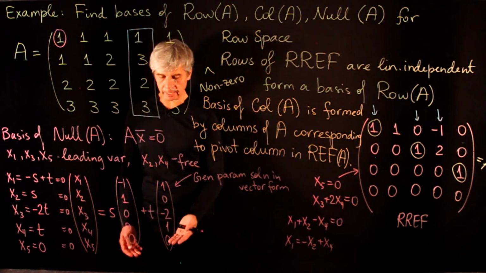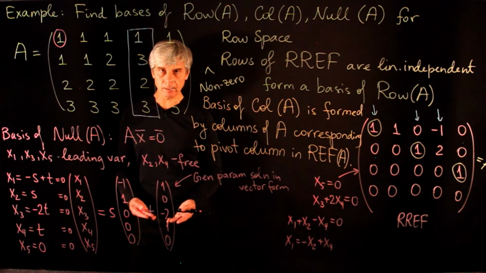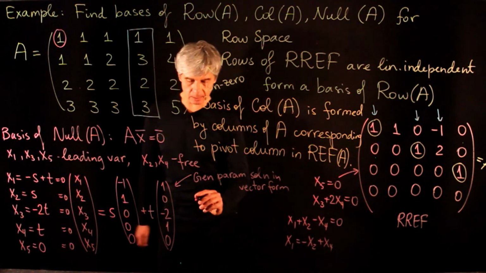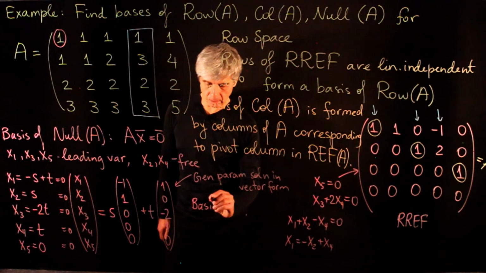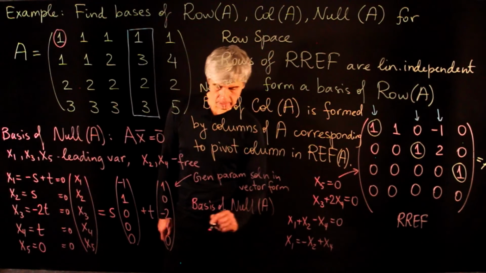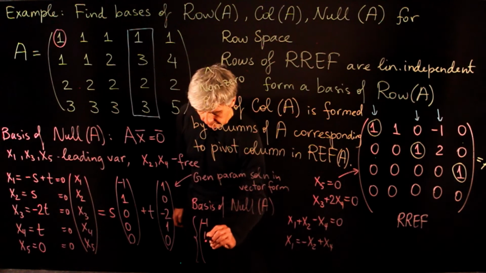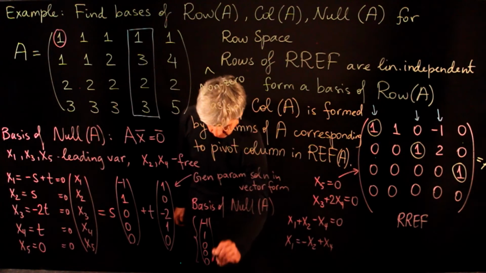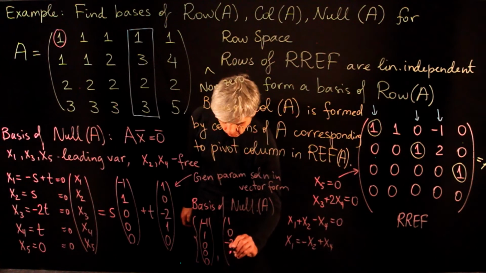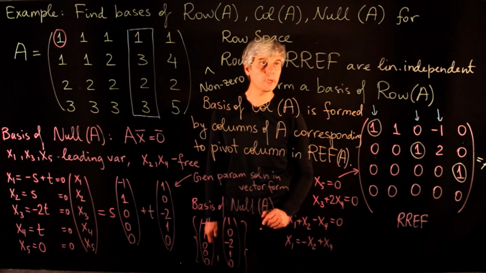So the conclusion is that this pair of vectors is linearly independent and it spans the null space. So this is a basis of the null space. So we get that the basis of the null space of A is the set of these two vectors. The first vector is -1, 1, 0, 0, 0, and the second vector is 1, 0, -2, 1, 0. So the answer is that this is the basis of the null space.